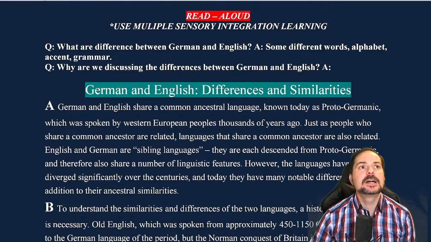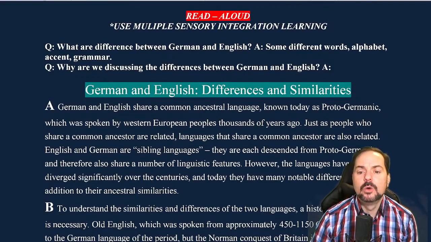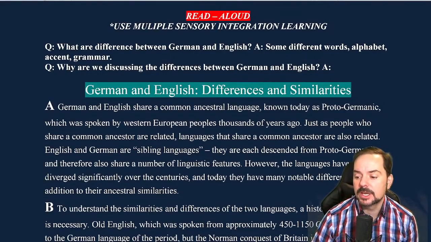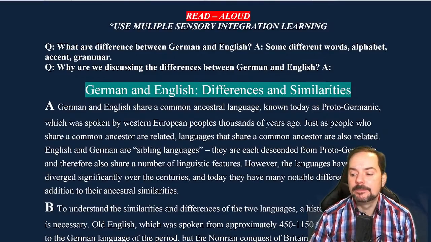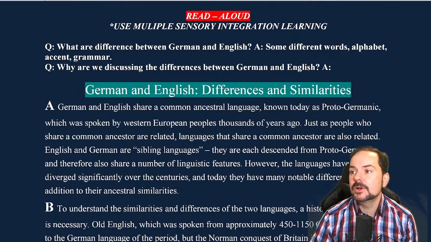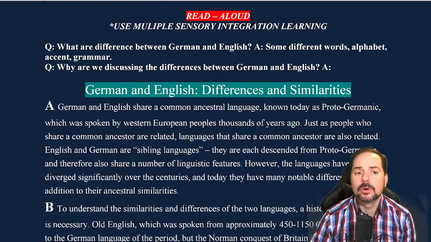So why are we discussing the similarities and differences between German and English? So what's the reason? Why is the author writing 700 words on this discussion? Okay, where does this idea come from? Jabroni says because of their common origin. Yeah, you're very close, Jabroni. Yeah, Janil says to learn about the origin.